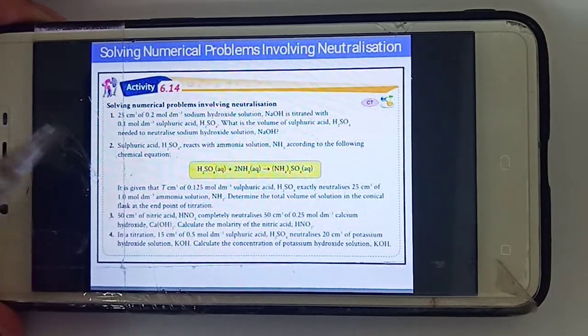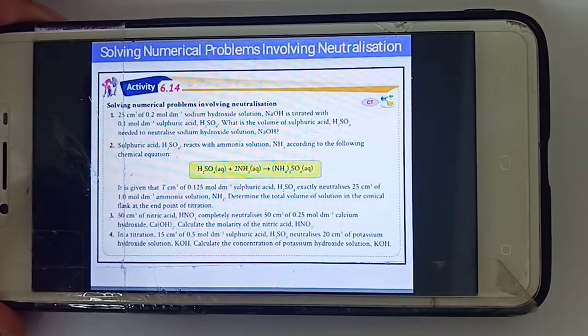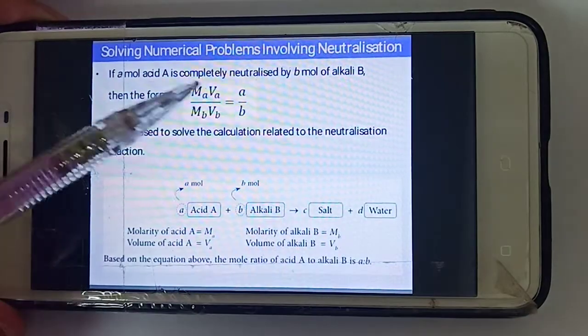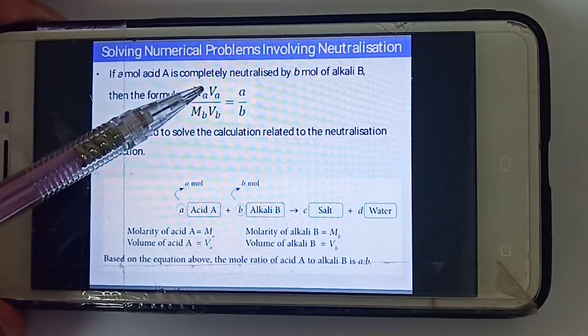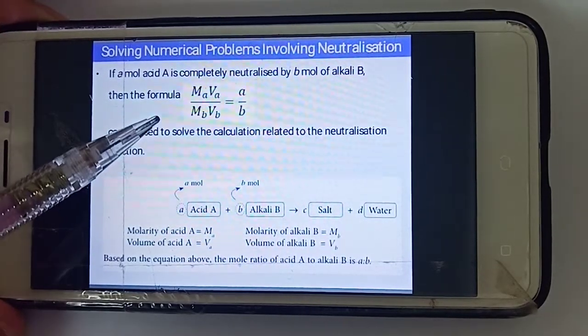Alright, so first thing first, if we want to solve a neutralization question, if you look at the formula, you must have all the information. Kena ada setiap information daripada soalan. Barulah kita dapat jawab soalan.